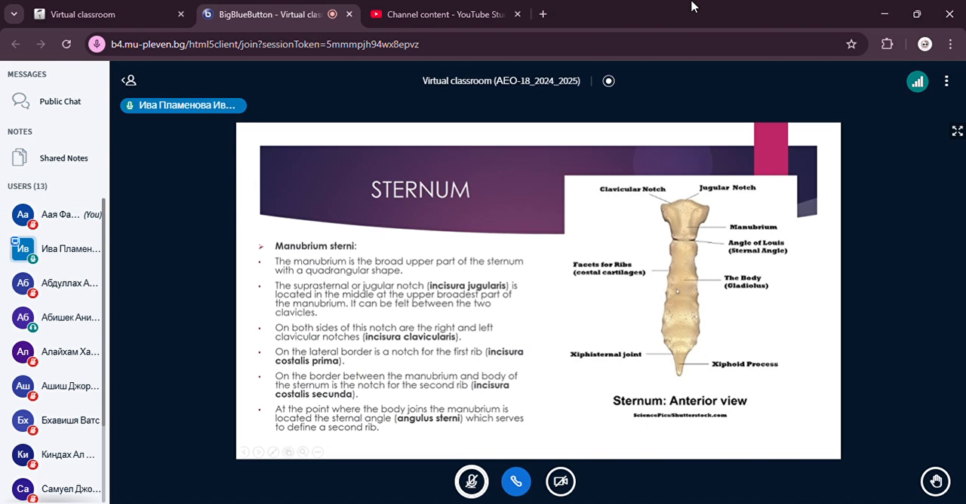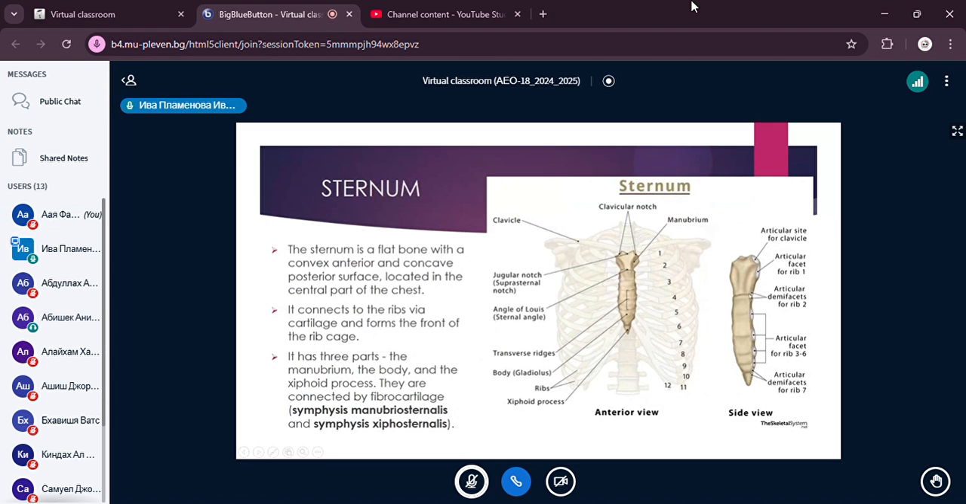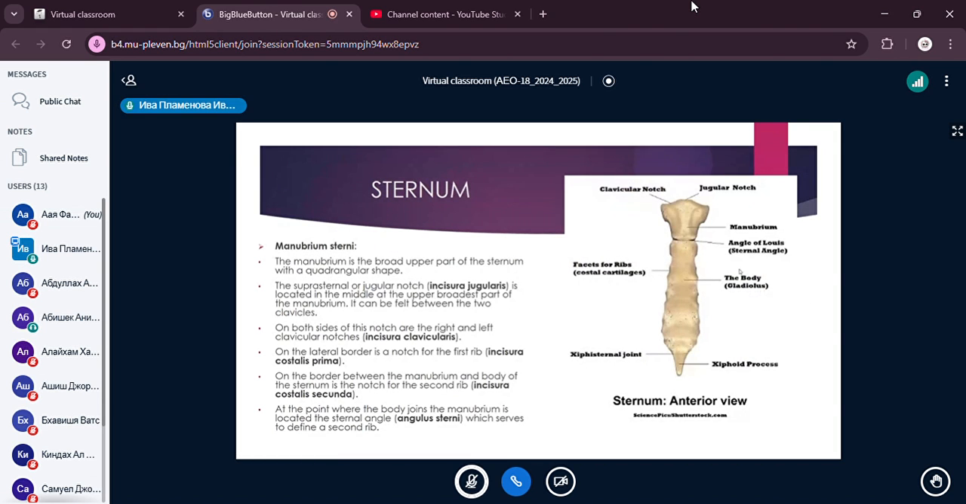And of course, on the border between the manubrium and the body of the sternum is the notch for the second rib, incisura costalis secunda. But you can see here that the half part of this facet is on the manubrium, the other half part is on the body. And of course, at the point where the body joins the manubrium is located the sternal angle, angulus sterni, which serves to define the second rib. I told you that.